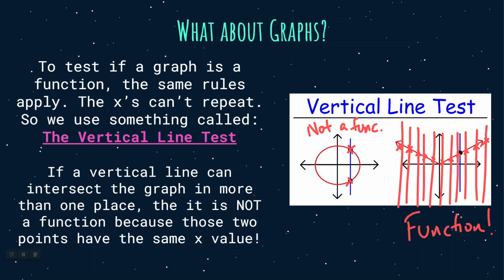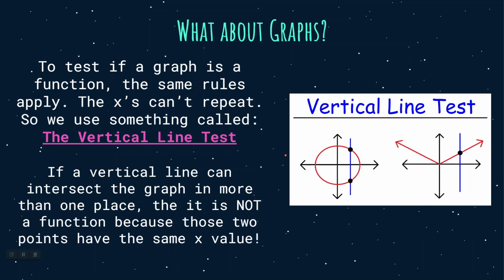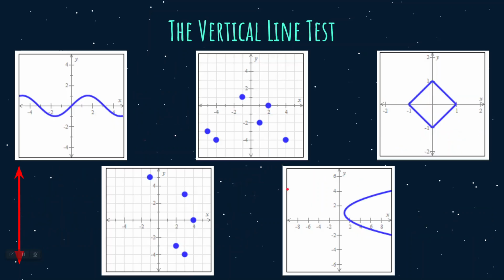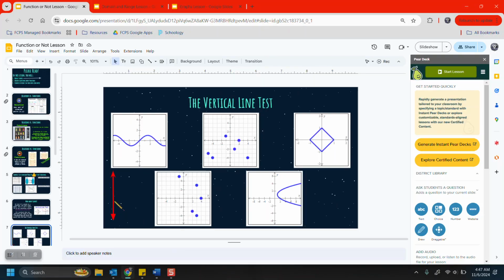So you're imagining a vertical line sweeping across, and if it hits 2 points at the same time, it fails the vertical line test. Actually, I'm going to do this with this arrow here. Imagining this pass over the whole graph. It's hitting 1 point at a time. It's never hitting 2 points on that blue line at the same time. So that one is a function.